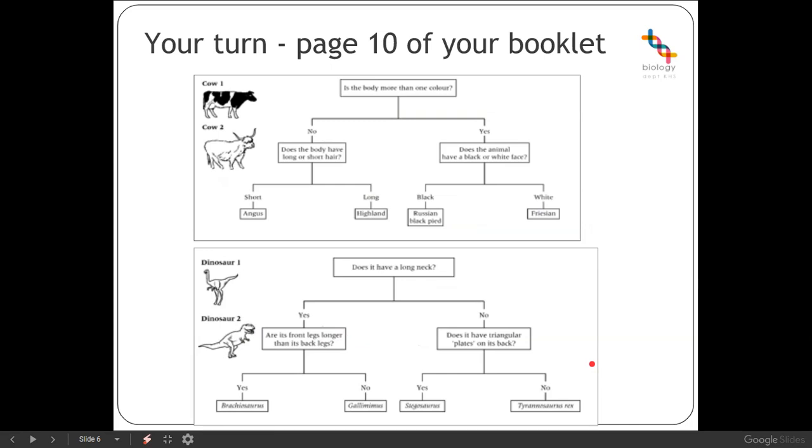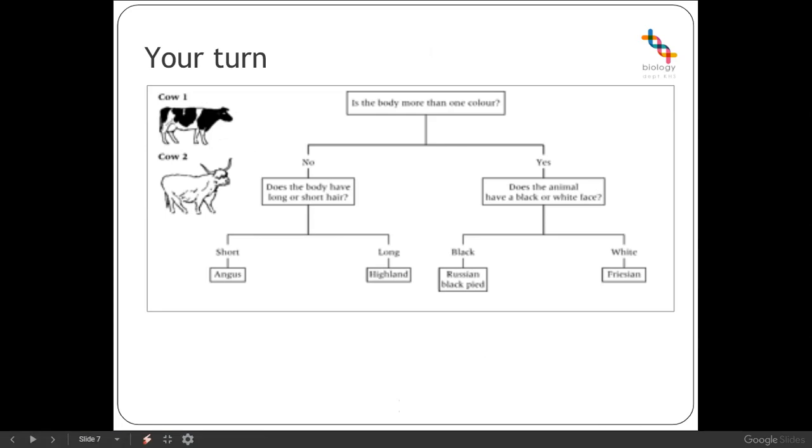So this is your turn now. You need to flip to page 10 of your booklets where you have a copy of our cow identification key and our dinosaur identification key. So you need to be able to work your way through the key and identify what type of cow is cow 1, what type of cow is cow 2, and then what type of dinosaur is dinosaur 1 and what type of dinosaur is dinosaur 2. So I'll let you pause the video and have a wee look at carrying that out.